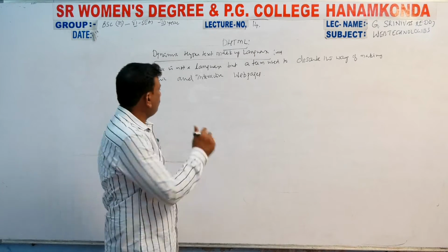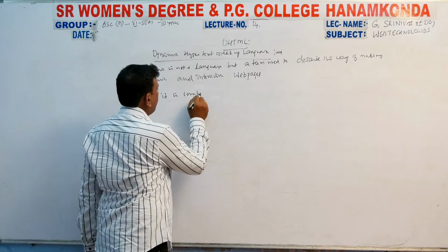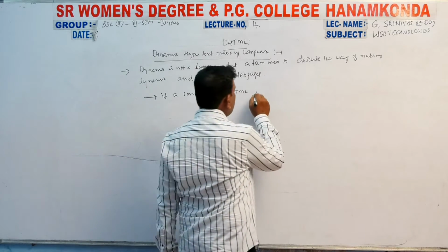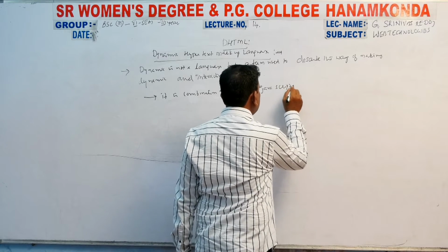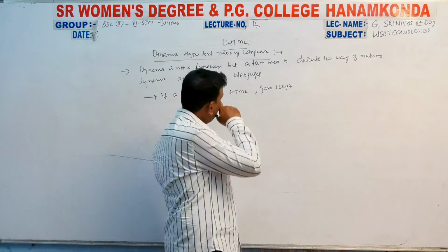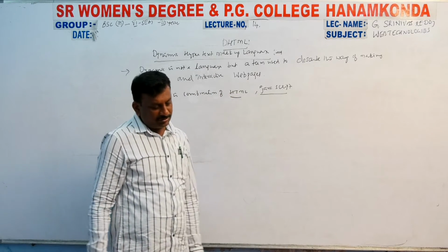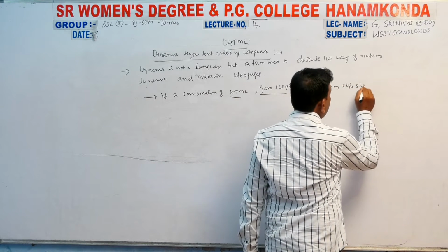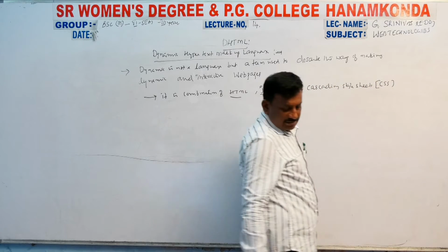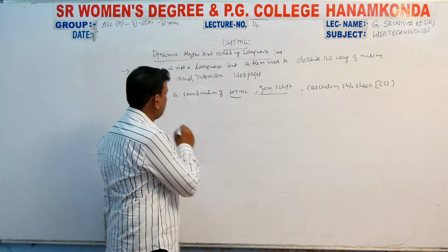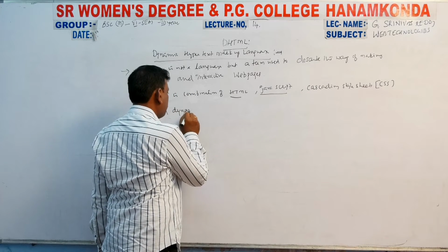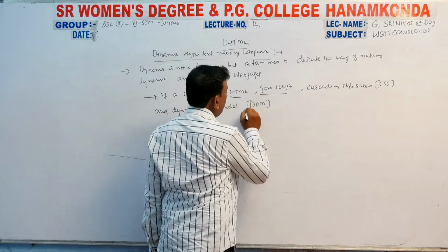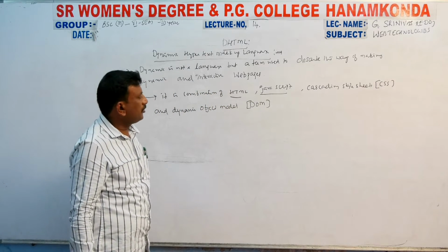It is a combination of HTML, JavaScript, cascading style sheets (CSS), and the document object model (DOM). These are mainly involved.